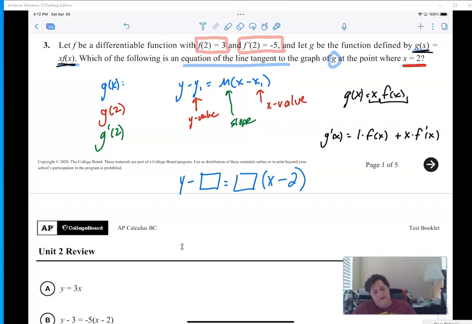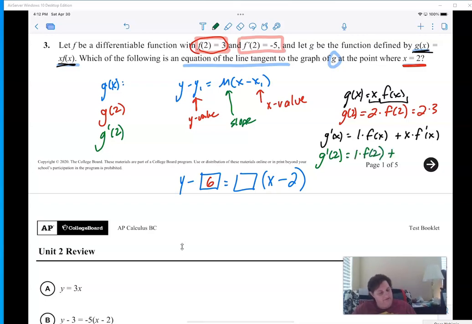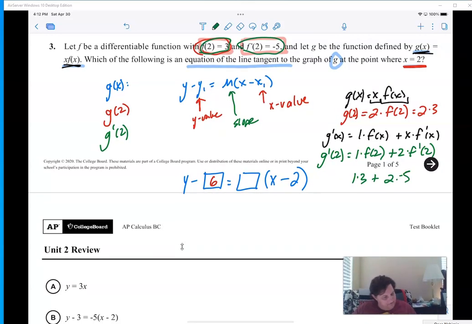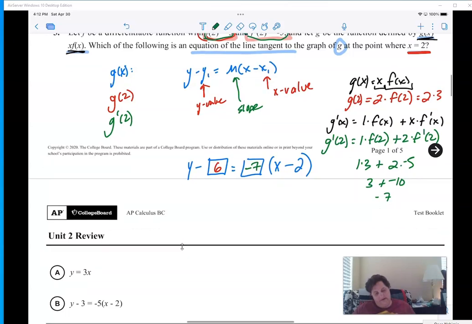Now we said that the y value is g of 2. Let's find out what g of 2 is. It's 2 times f of 2. And up in the problem right here, it told me f of 2 is 3. So it's 2 times 3, so that's 6. Okay? Now I need to find g prime of 2 for my slope. g prime of 2 is 1 times f of 2, regular f of 2, plus 2 times f prime of 2. So 1 times 3, and 2 times f prime of 2, which is negative 5. So that's 3 plus negative 10, so that's negative 7.